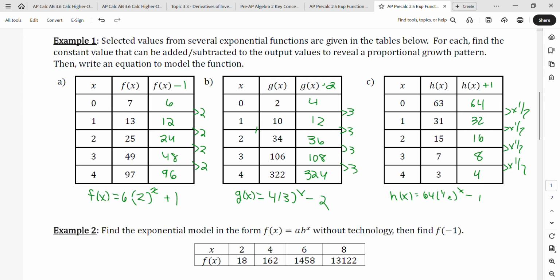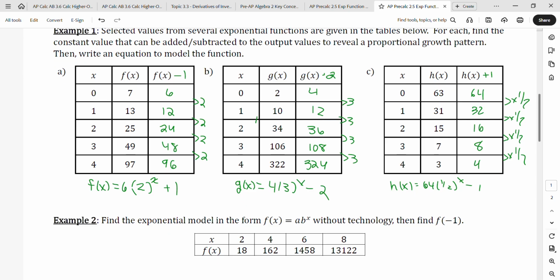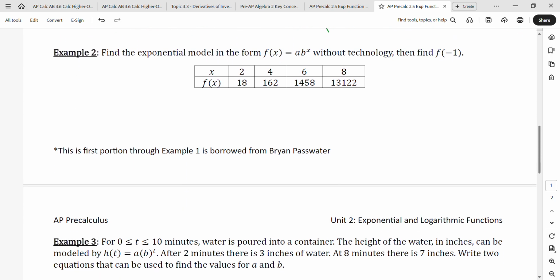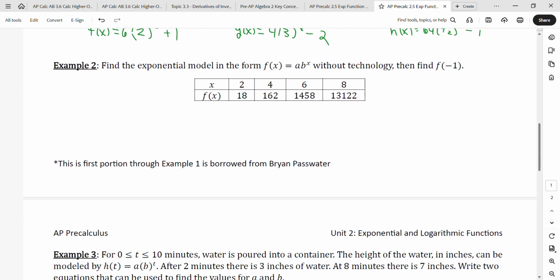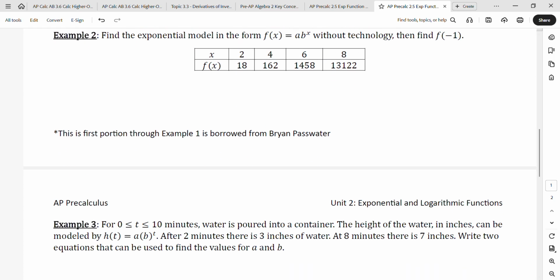I think this is the hardest example. Example 1. From here on out, I feel it's more straightforward.